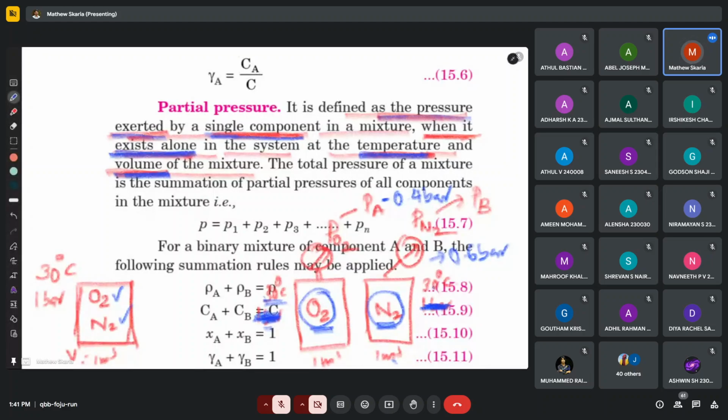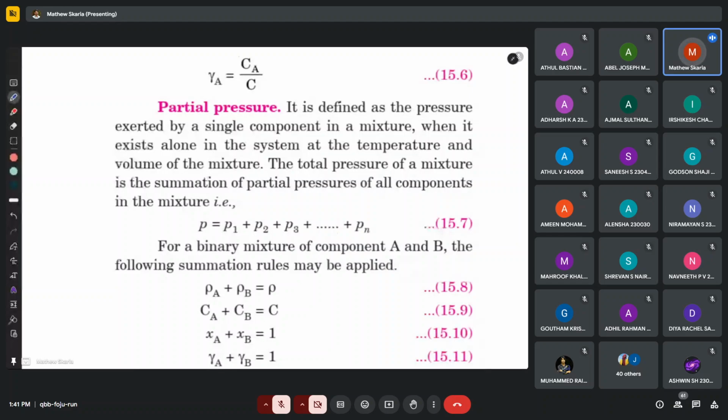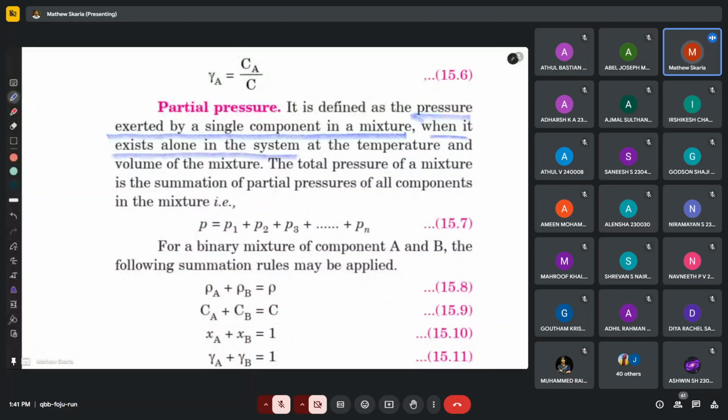So let me restate the partial pressure definition. Partial pressure is defined as the pressure exerted by a single component in a mixture when it exists alone in the system, at the temperature and volume of the mixture. At the same temperature and same volume, if only that component exists, how much pressure does it exert? That is the partial pressure. So the summation of the partial pressures is the total pressure.